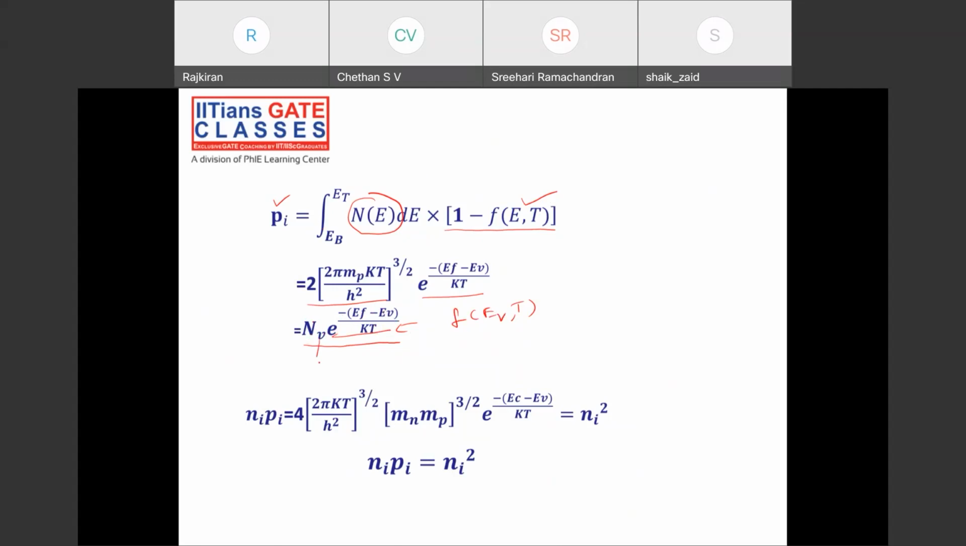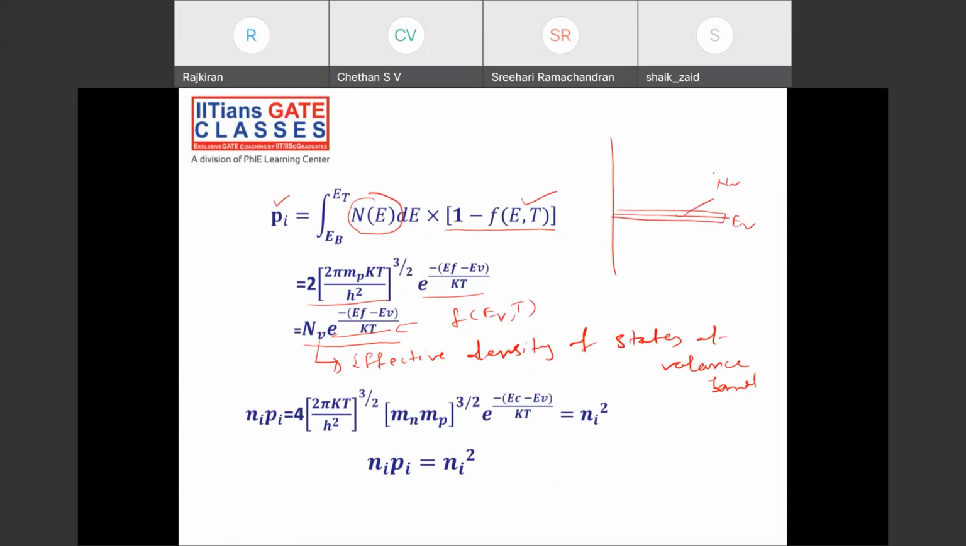So this NV is nothing but the effective density of states at the valence band. Suppose at EV there should be NV number of states. If I multiply this NV number of states by the Fermi-Dirac function at EV, then I would get the whole number of holes. Clear?